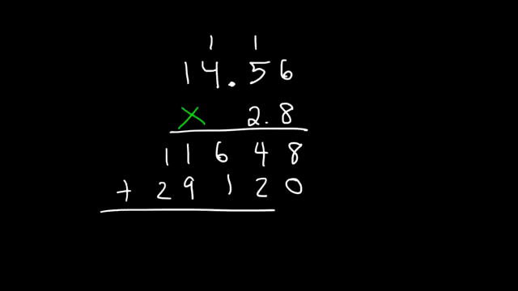So now we can add. So this is going to be 8. 4 plus 2 is 6. 6 plus 1 is 7. 1 plus 9 is 10. Carry over the 1. 1 plus 1 is 2. Plus 2 is 4.